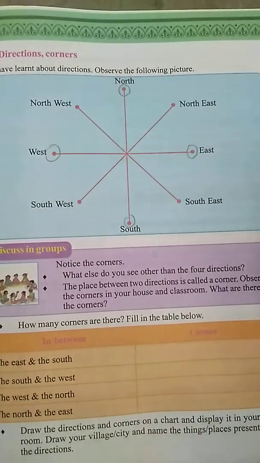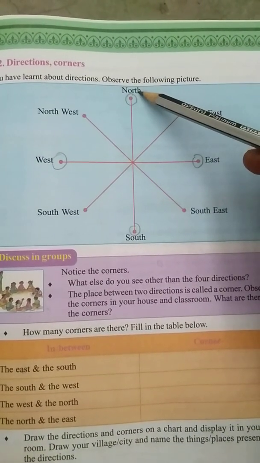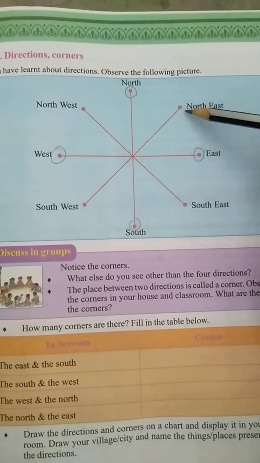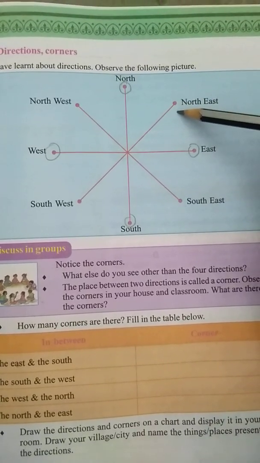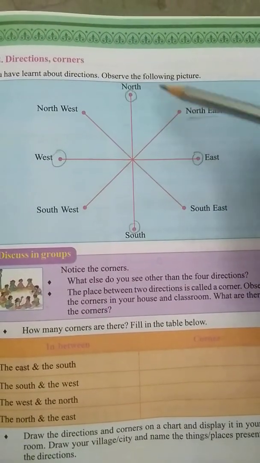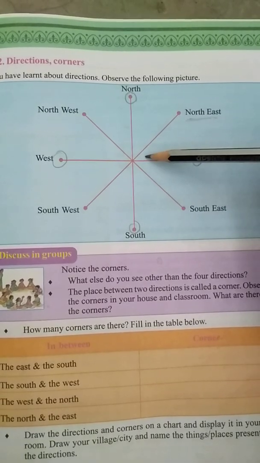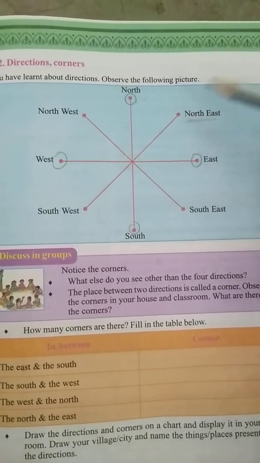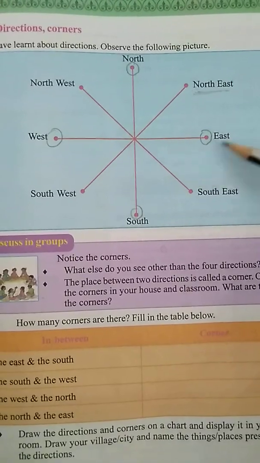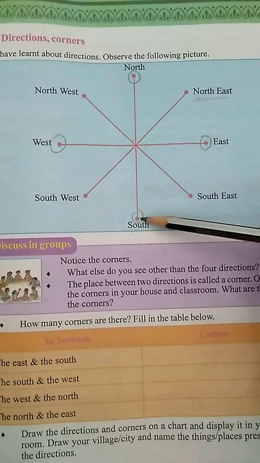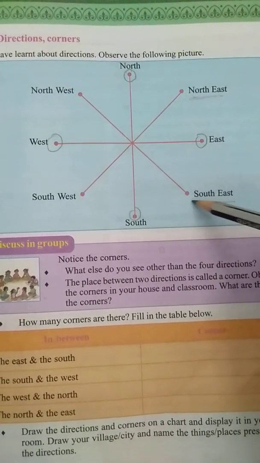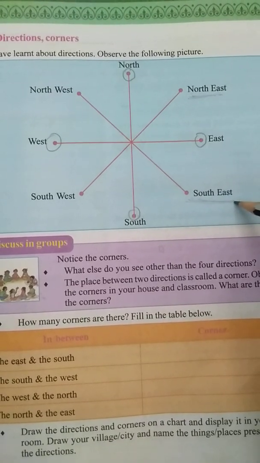What are those? See, north and east, in between one corner is here. Which corner is it? It is called the northeast corner. The corner between north and east shows the northeast direction. Next, east to south, in between one corner is here. What is it called? Southeast. It is called the southeast corner.